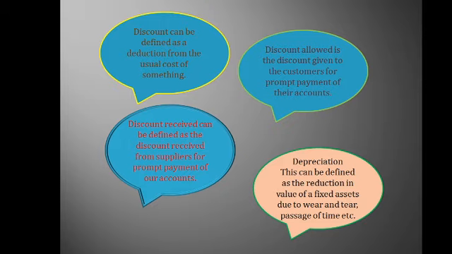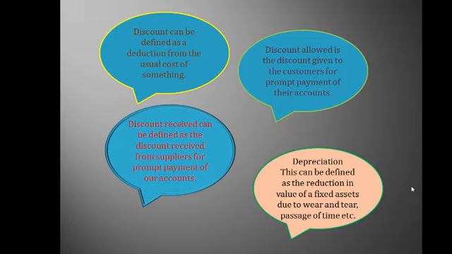Alright, let's continue. We have discount allowed, we have discount received. You can give out discount as a businessman, you can receive discount as a buyer. Now, discount allowed is a discount given to the customer. You are the giver, but discount received is the one you are getting. If you are buying from your supplier, this time around you are the receiver. So down there we have depreciation.